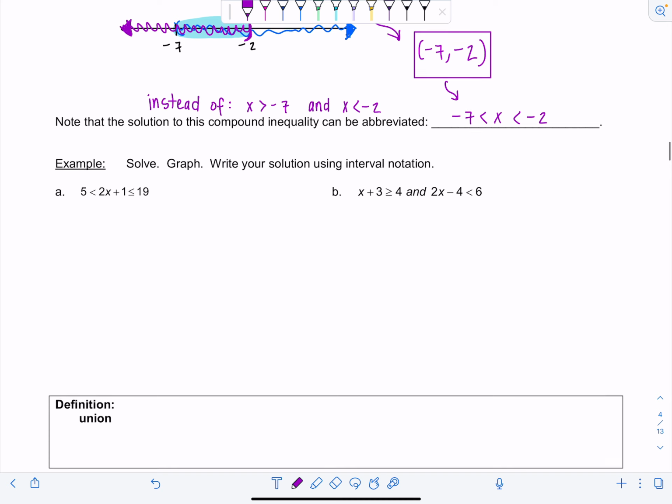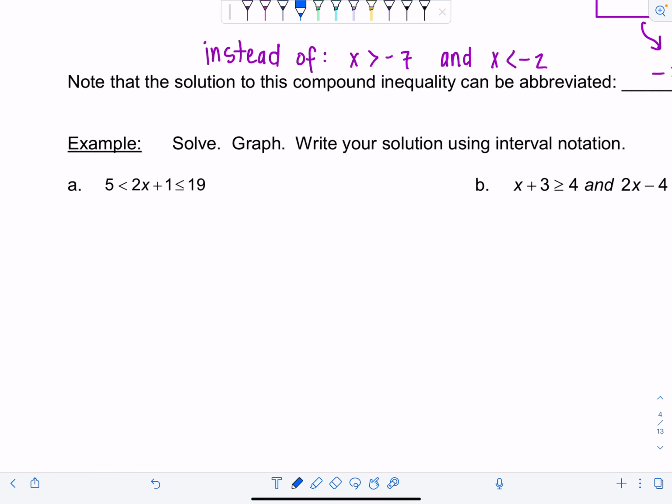Solve, graph, and then write your solution using interval notation. So example A, we have 5 is less than 2x plus 1 is less than or equal to 19. So when you're solving an inequality that looks like this, a three-parter, you want to try to get the variable by itself in the middle. So whatever you do to get it by itself, you have to do to the other two parts of the inequality. So to start off, let's subtract 1.